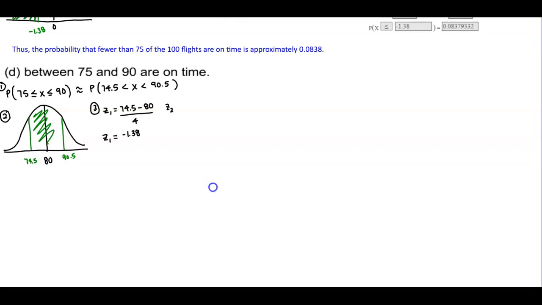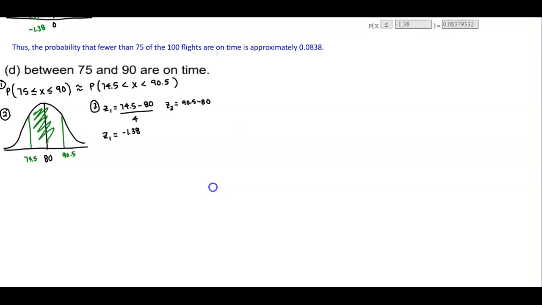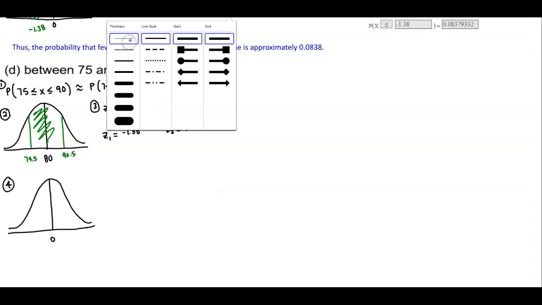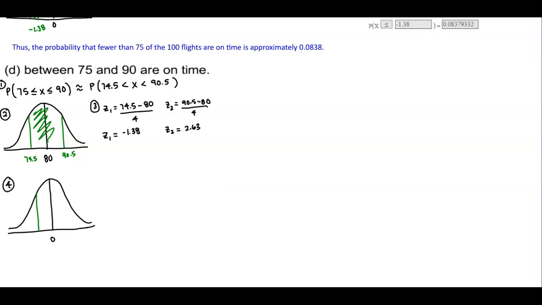Then we're going to find z2, which is going to equal 90.5 minus 80 divided by 4. So the second z-score is going to be 2.63. So that means when we convert it to z-scores, now our mean is going to be 0, and our z-scores are going to be in between negative 1.38 and 2.63, and we want to find the area that's in between.